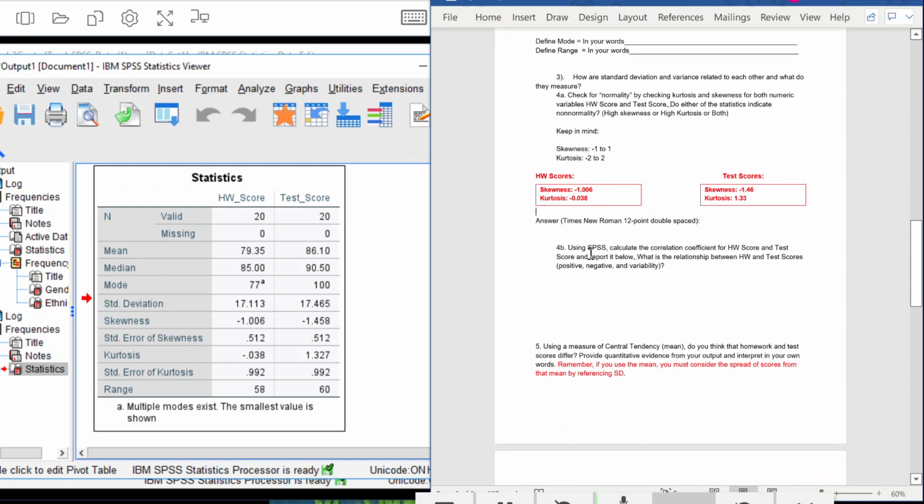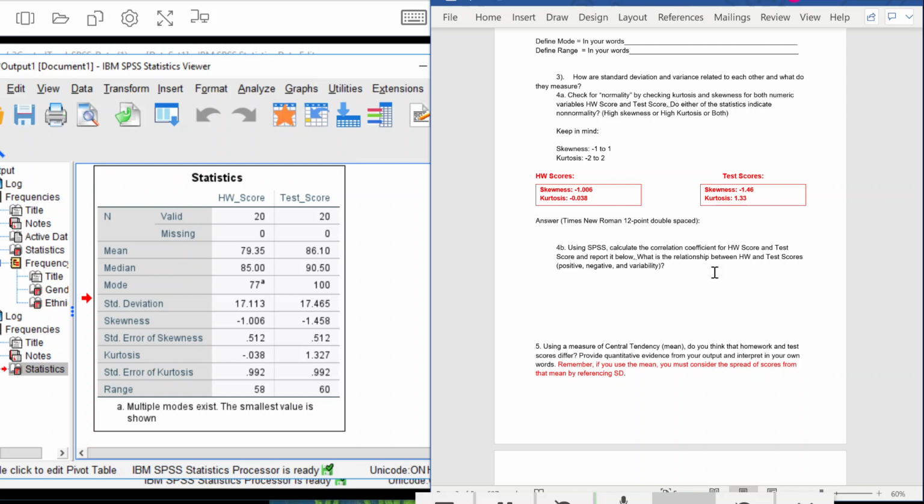Let's move on to this one. So we want to find the relationship between homework scores and test scores. And the way we can do this is by getting the correlation coefficient, and that shows you the relationship between these two variables. So is there a positive relationship? As you increase homework scores, you have an increase in test scores.